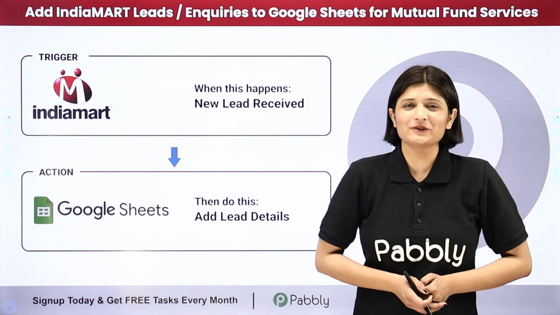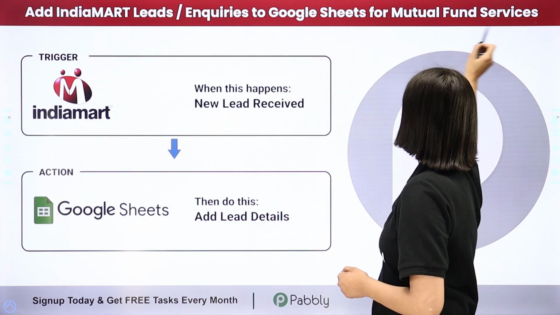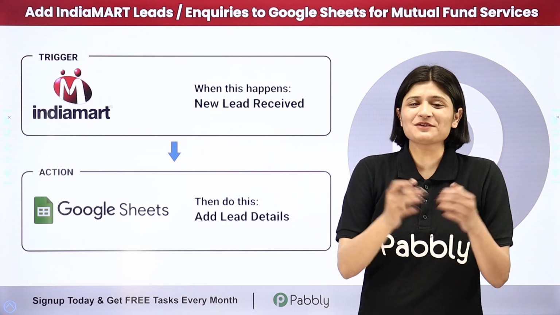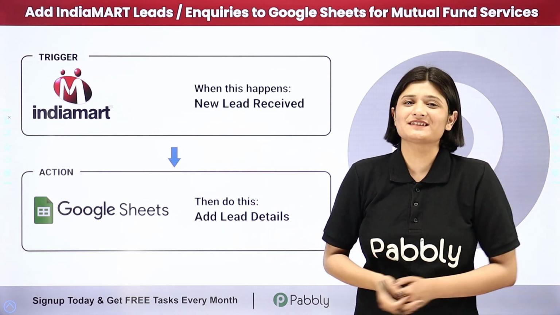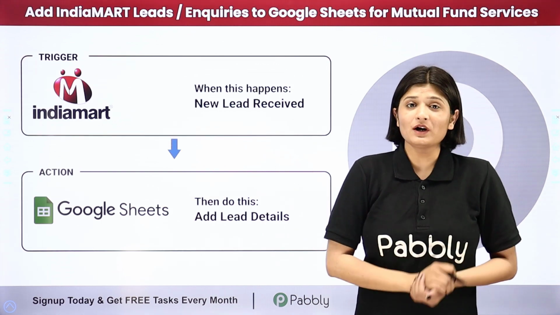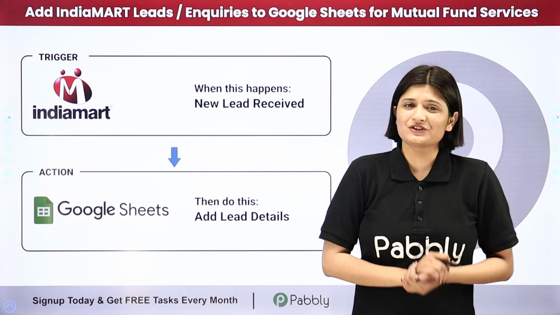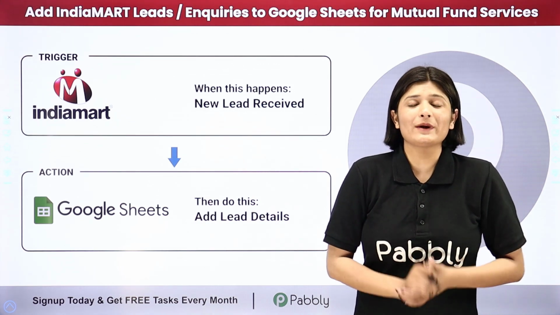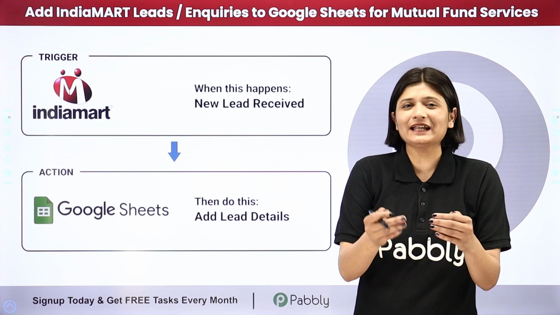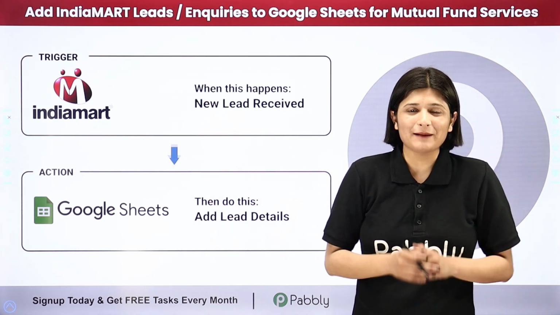In this video, we are going to learn how to add IndiaMART leads and inquiries to Google Sheets for mutual fund services. So let's suppose I am an owner of a mutual fund services business and I am receiving many leads on IndiaMART. Now I want that whenever I receive a new lead, it should be automatically added to my Google Sheet. Now doing this manually will be a very time consuming task, so I am completely going to automate this process, and to do this automation I am going to use Pabbly Connect.